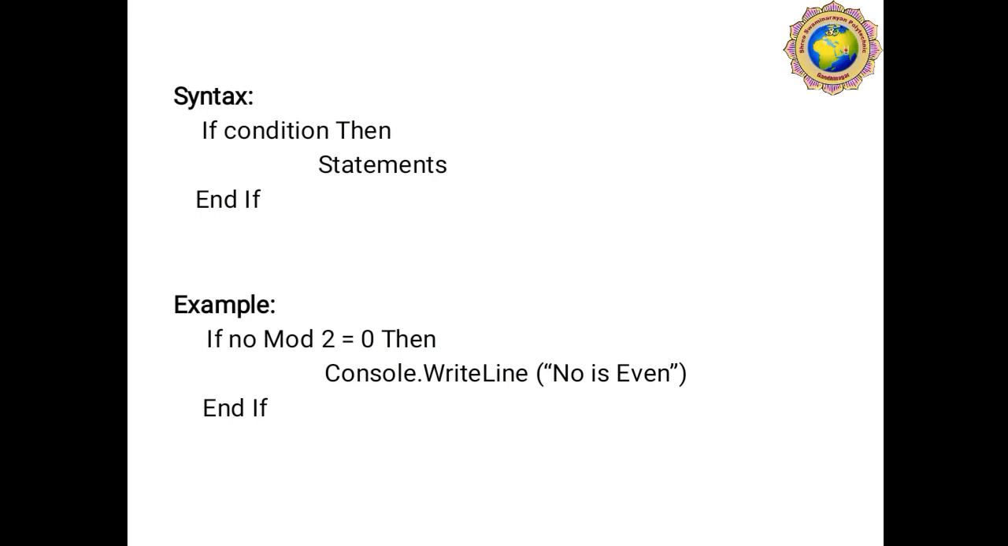So here we have to use the if condition. You have to follow the steps of the syntax for the if decision statement. The example of an if statement is: if number Mod 2 equals 0, then Console.WriteLine number is even. So what is Console.WriteLine? Console.WriteLine works the same as a printf statement.